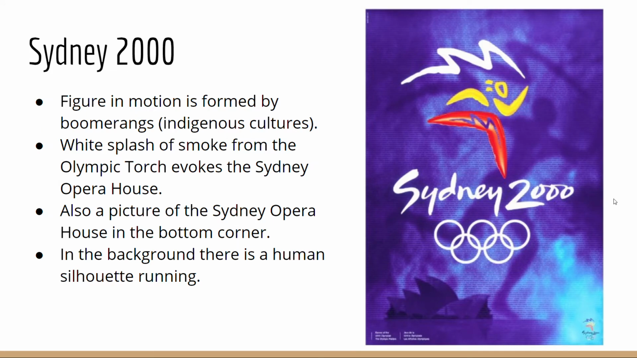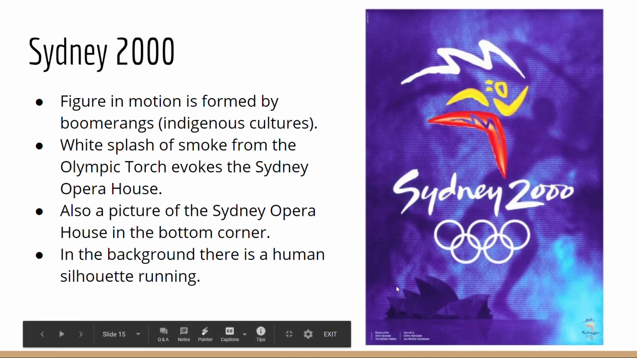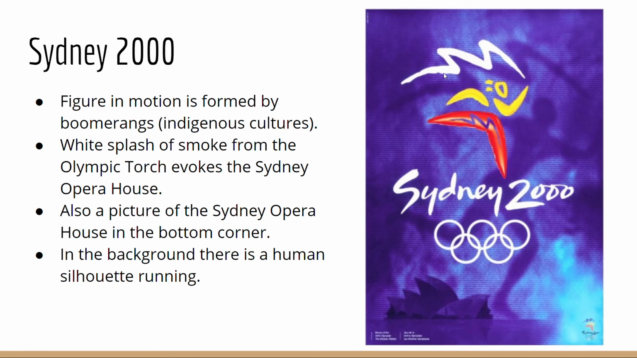Next we have Sydney 2000. Here is a figure in motion that is formed by boomerangs, because boomerangs were used by the indigenous cultures of Australia. The white splash at the top is maybe the smoke from the Olympic torch, and it is in the shape of the most important symbol of Sydney, which is the opera house. See how the opera house looks like sails? Well, we have it here as well, in the smoke of the torch.